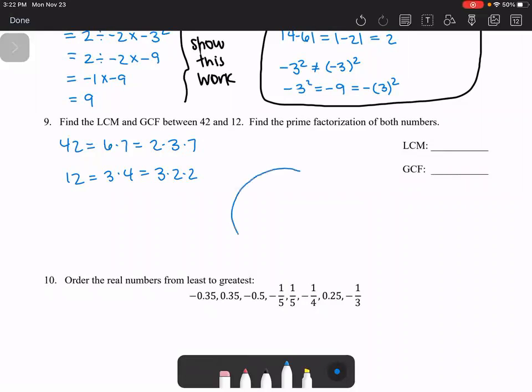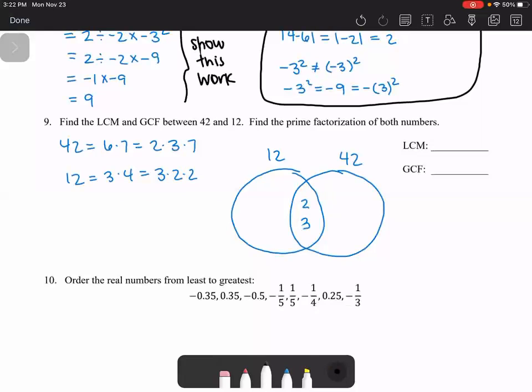Like I said, I think the easiest way to do these questions is with a Venn diagram. So we're going to have 12 on this side and 42 on this side. The prime factors that they have in common, they both have a 2 and they both have a 3, right? So we have a 2 from both of them and a 3 from both of them. And what's left over in the prime factorization of 42 is a 7. And what's left over in the prime factorization of 12 is a 2. So this is the Venn diagram that we would make.